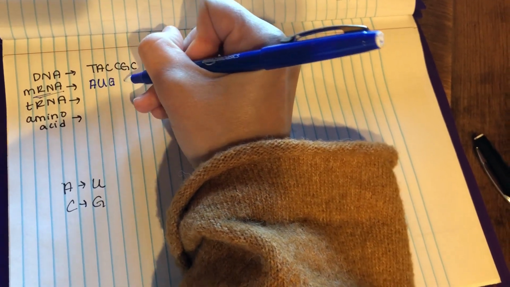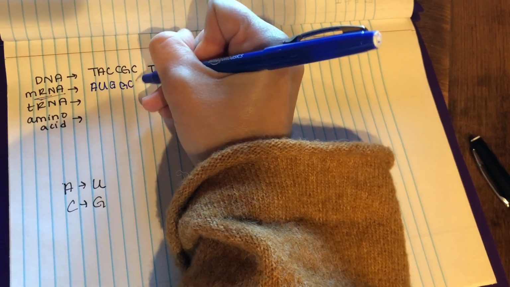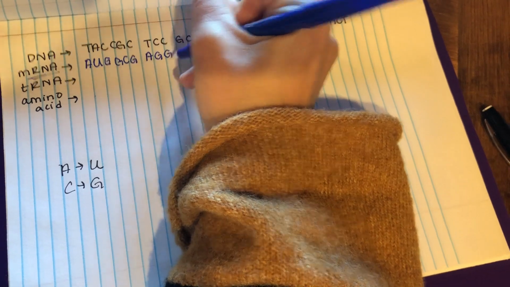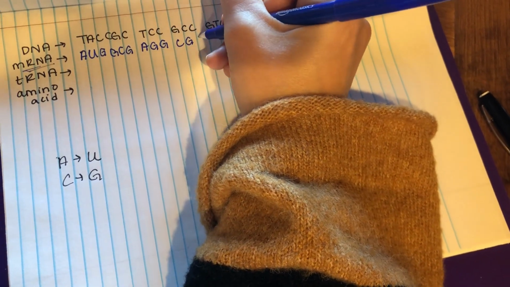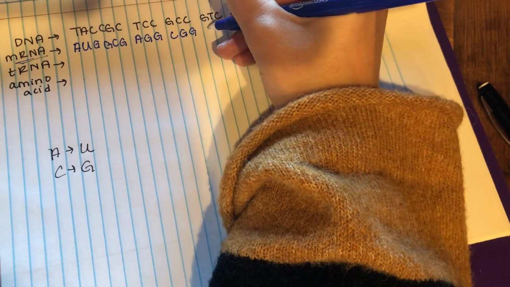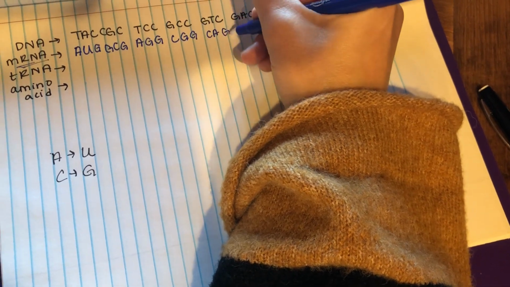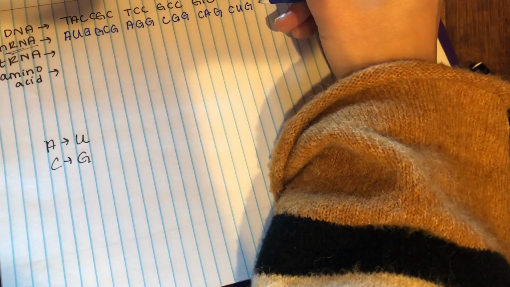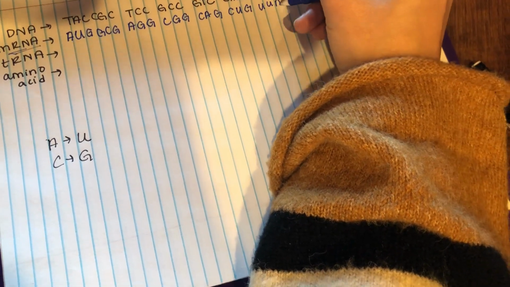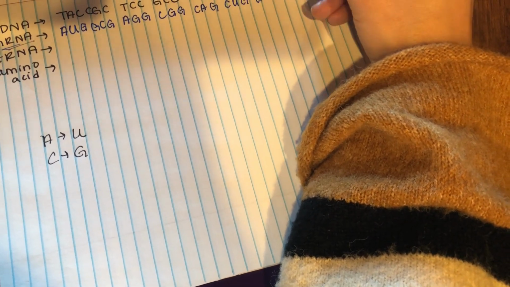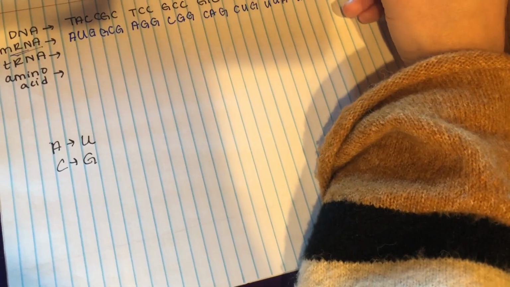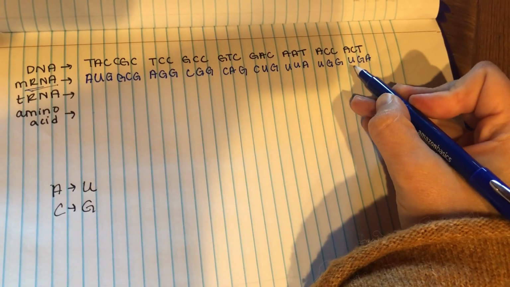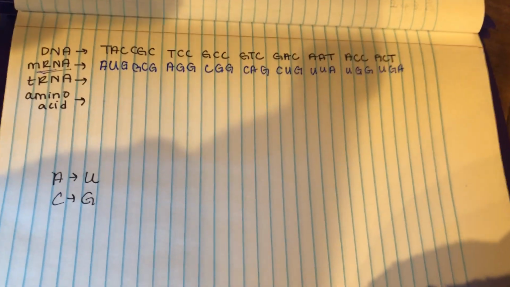So AUG, and we'd have G, C, G, A, G, G, C, G, G, C, A, G, C, U, G, and you'll notice my last here is UGA, which is a stop codon.